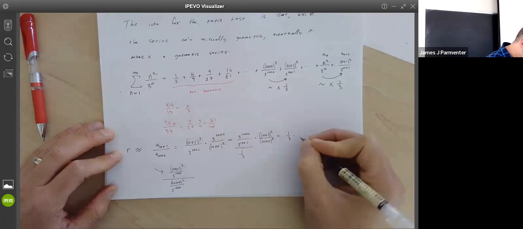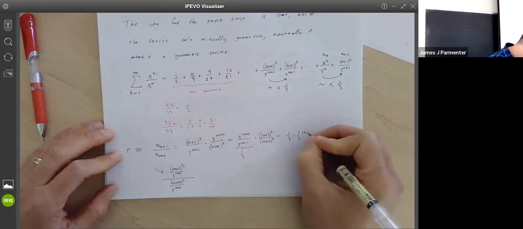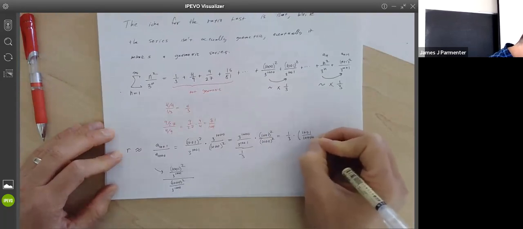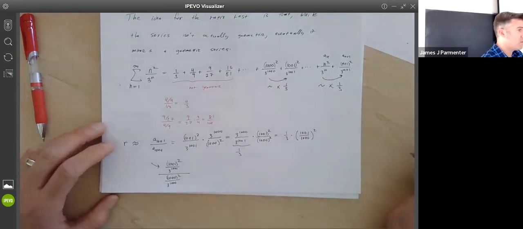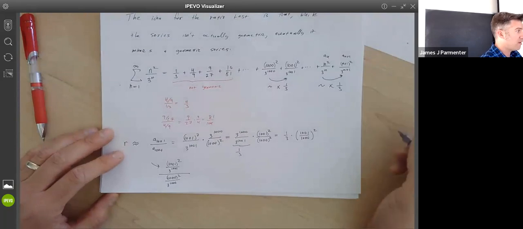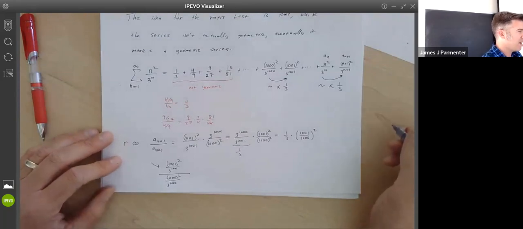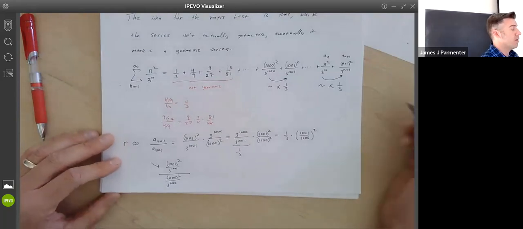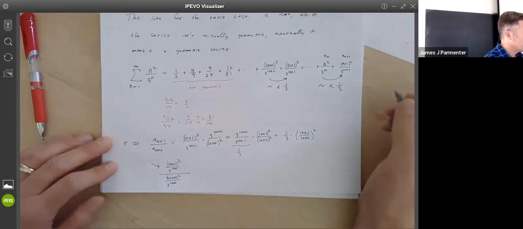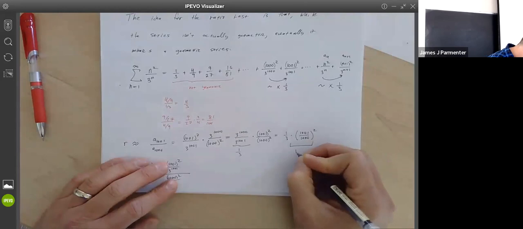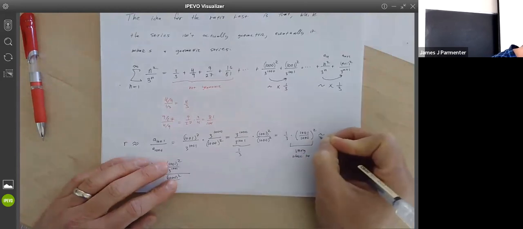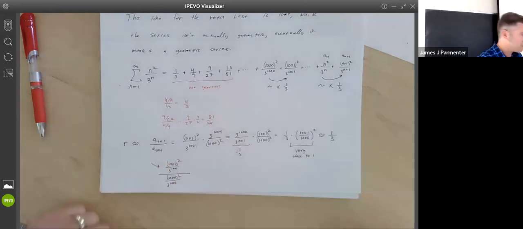Here I can write this as 1,001 over 1,000, squared. 1,001 over 1,000 is 1.001. And if you square that, it's even smaller. I guess it's slightly bigger, apologies. It's like 1.002001, but it's pretty close to 1, right? This here is very close to 1. So this is essentially 1/3.